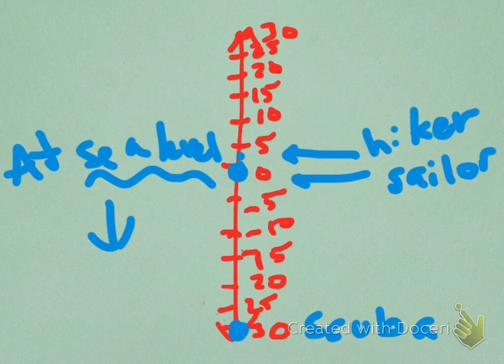So above sea level would represent the positives. In word problems, they won't say the scuba diver is at negative 30 feet below sea level. That is incorrect. You will just see that the scuba diver is 30 feet below sea level. You just have to know that that is below zero, on the negative side.